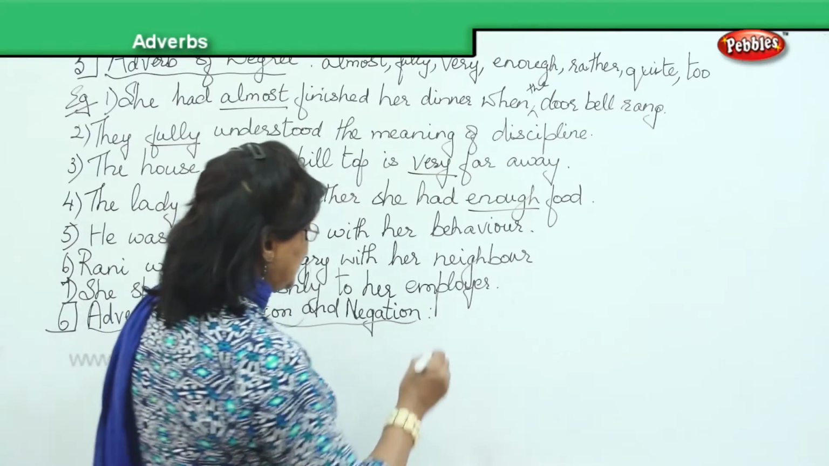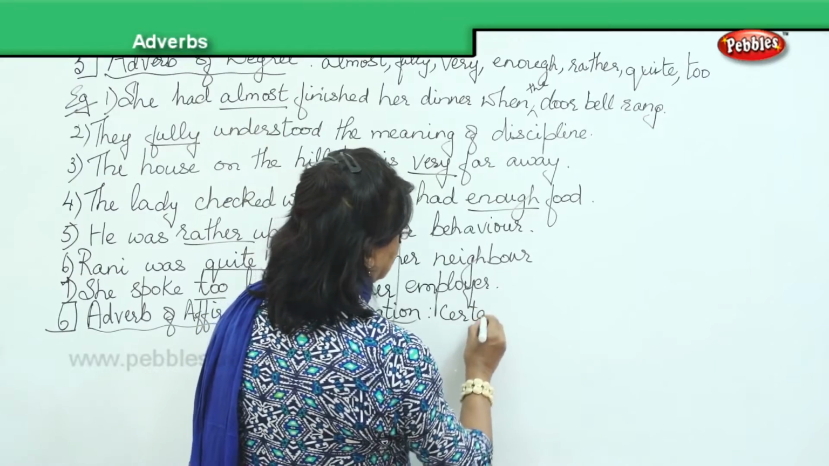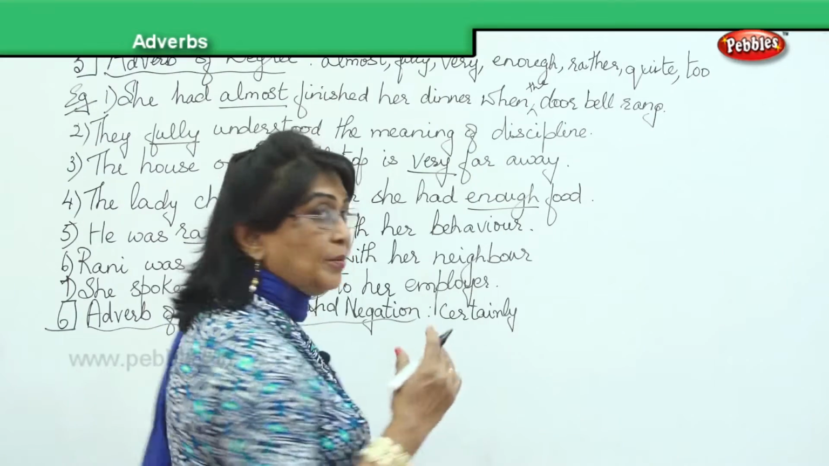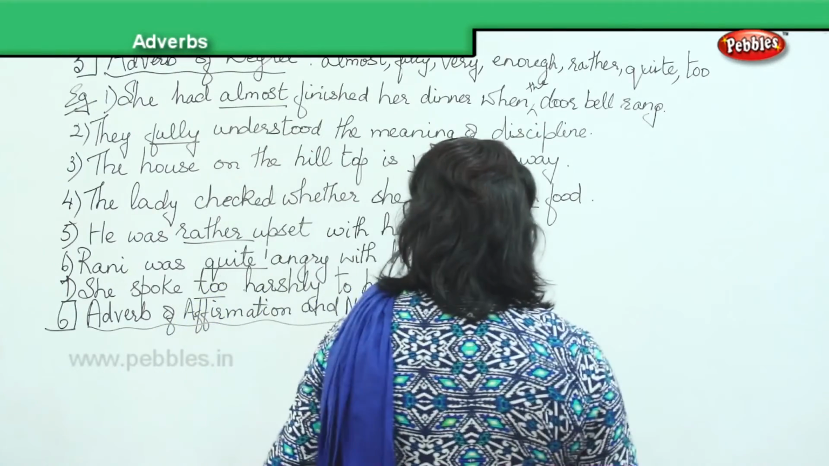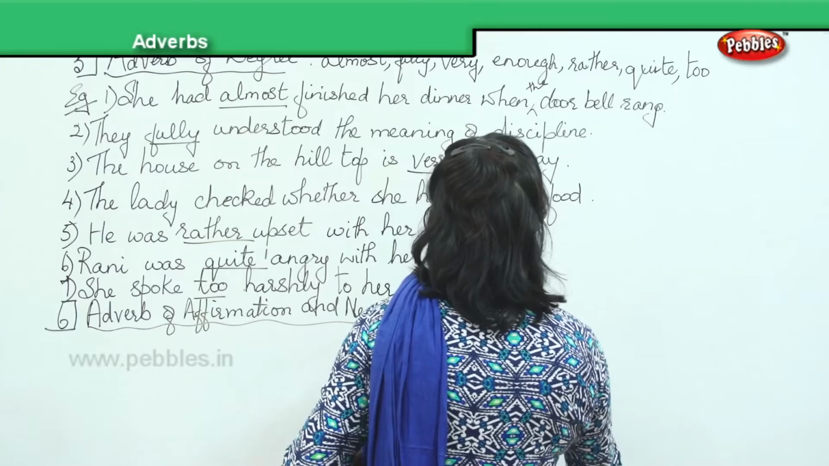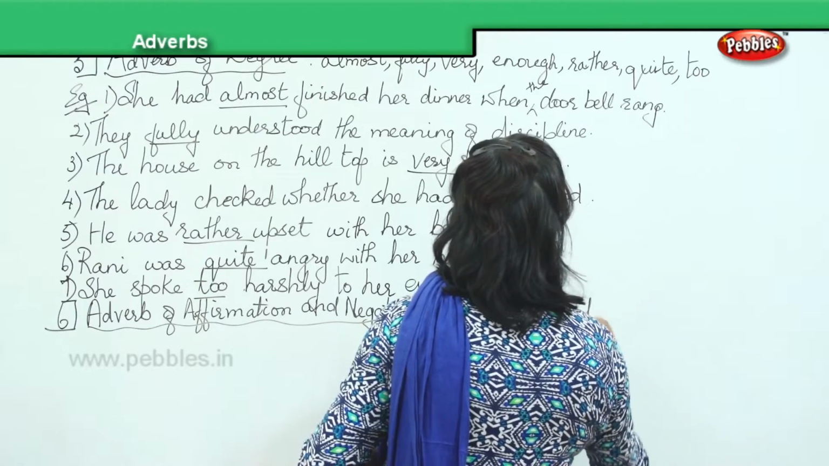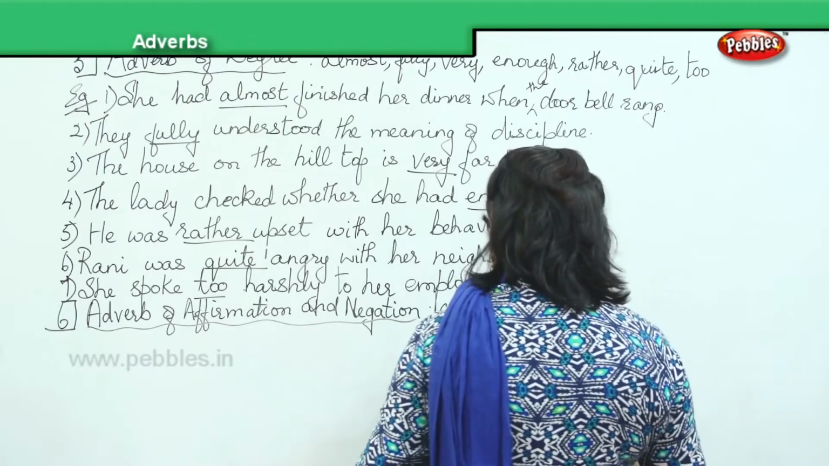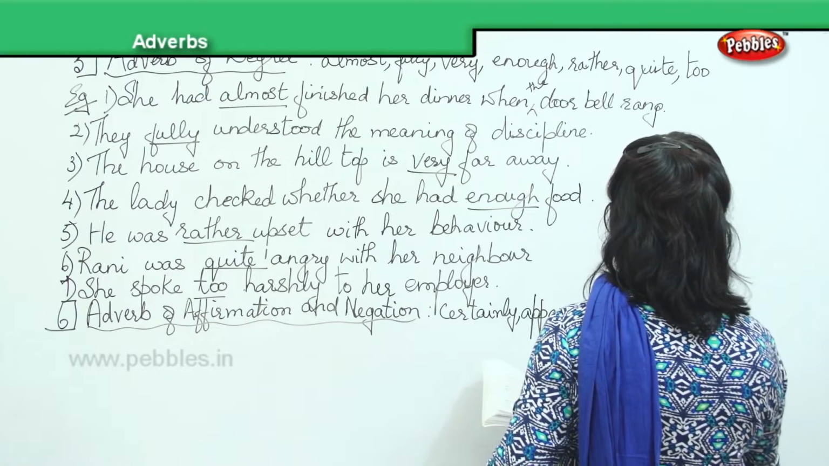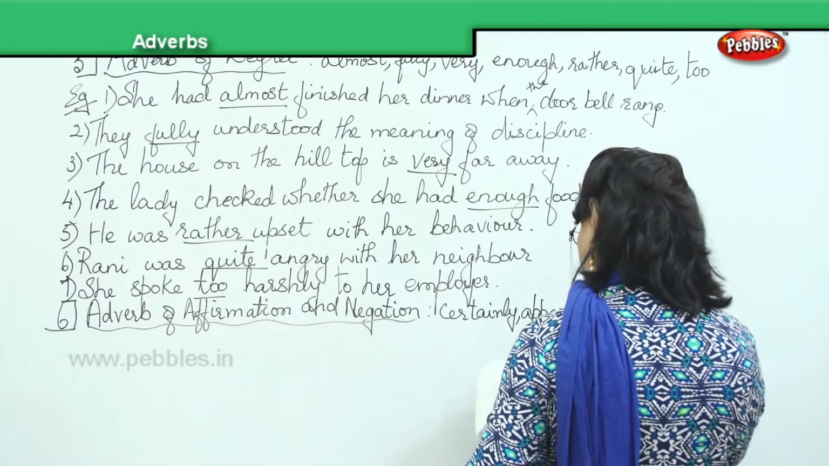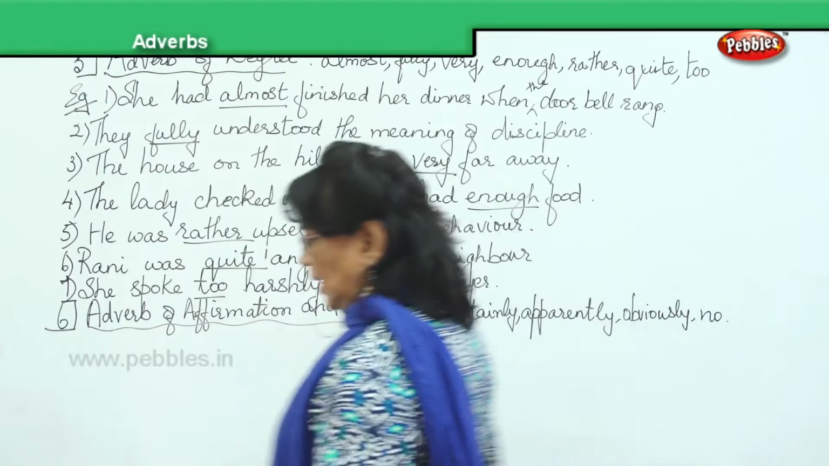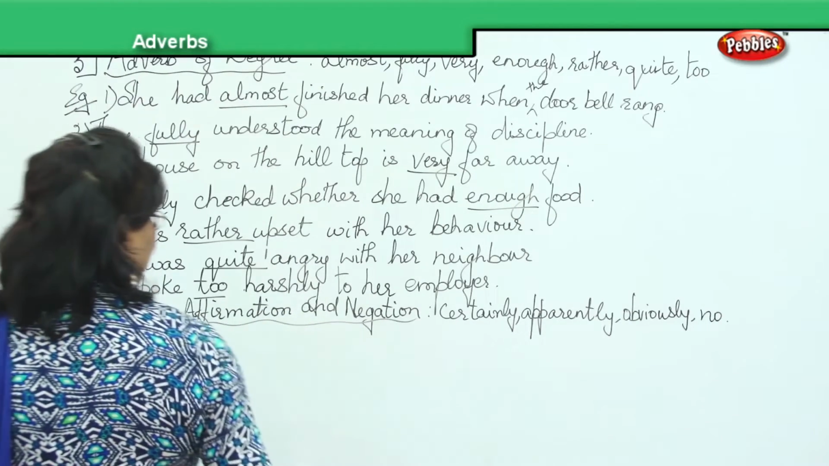For example, if you say certainly, you are giving an affirmative reply. Would you be able to do this? Certainly. Okay, next one, apparently. Obviously. Undoubtedly, and no. Let's see the examples for these now.